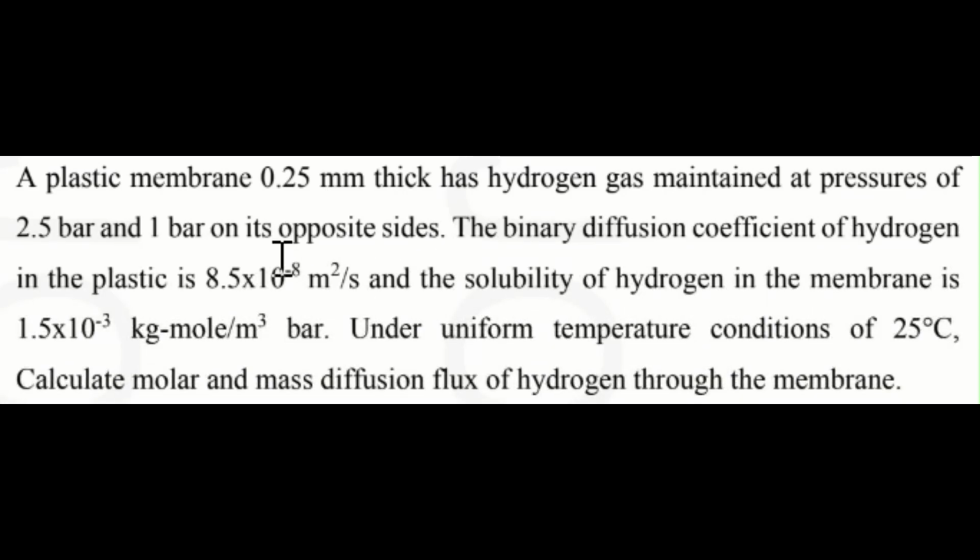So in this question, a plastic membrane which is 0.25 mm thick has hydrogen gas maintained in it at a pressure of 2.5 bar and 1 bar on the opposite side. So there will be two sides for this membrane: on one side the hydrogen gas is maintained at 2.5 bar, while on the other end it is 1 bar.